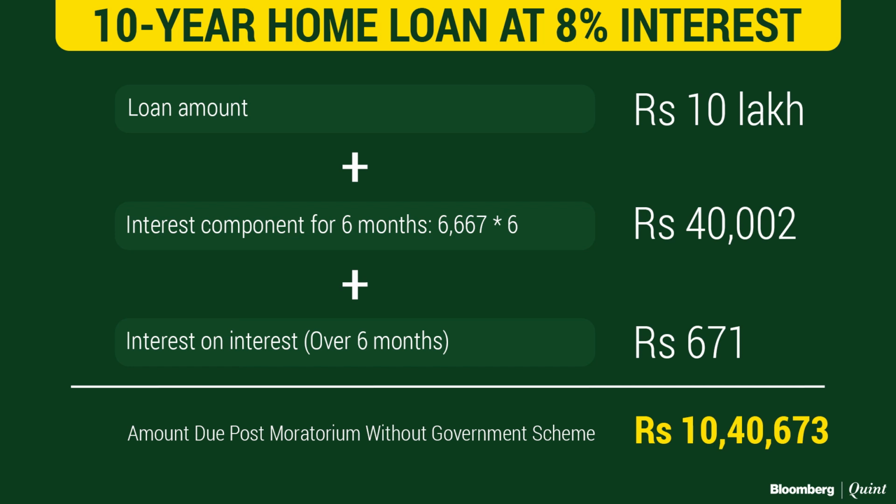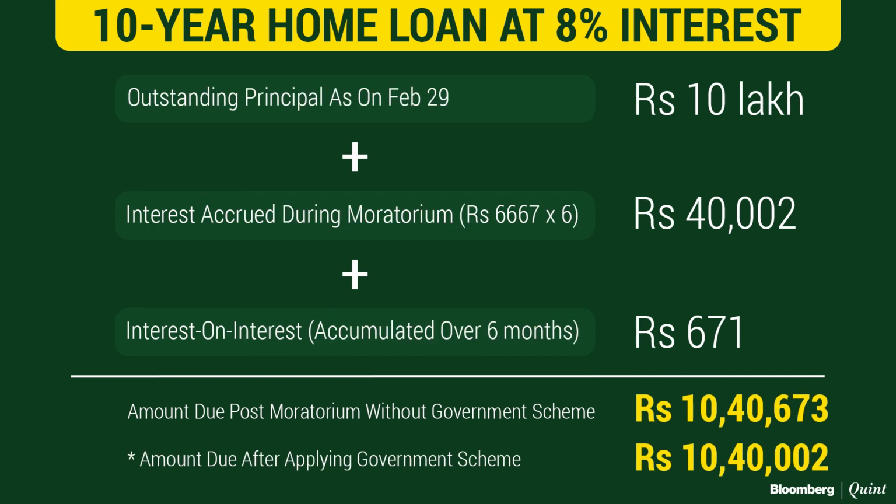And over the course of the next 6 months of the moratorium, this keeps happening till my principal at the end of August stands at 10,40,673. This includes simple interest, that is 8% on 10 lakh for 6 months, which is 40,002, and interest on interest, that is 671 rupees. Now the government scheme wipes out this interest on interest charge, so I don't have to pay that additional 671 rupees at the end of the moratorium.